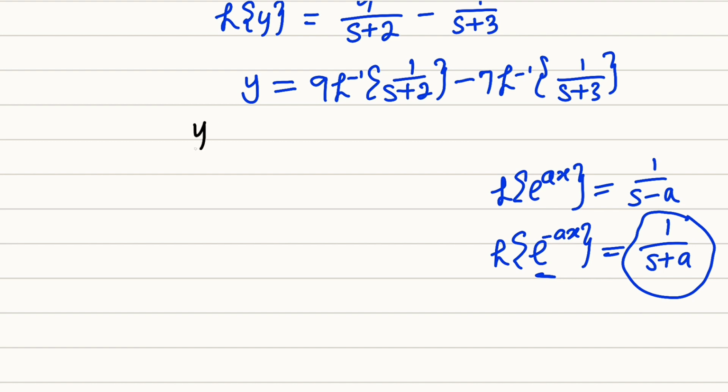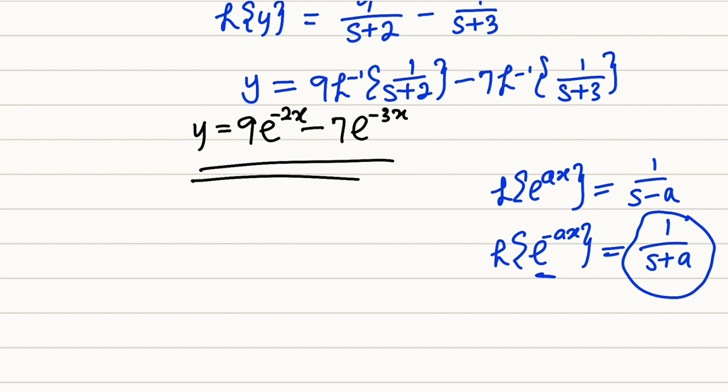Finally, y is equal to 9 multiplied by this, and this is going to be equal to e to the negative 2x because a is equal to 2 in this equation. Minus 7, this is going to be e to the negative 3x. And hence, this is our solution for that differential equation.